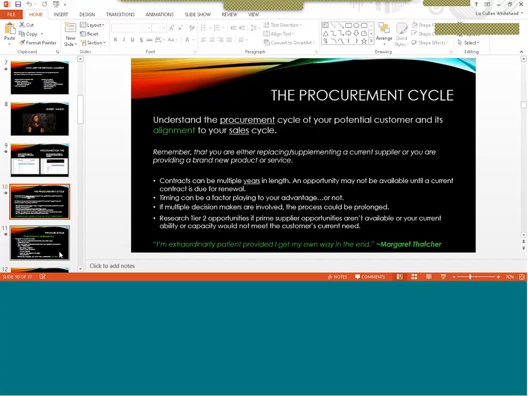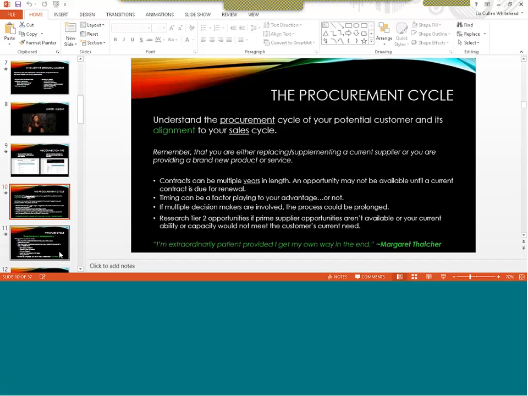Or they have a tier 1 supplier, meaning someone that sells directly to them, but they want some innovative or niche products that you can provide. So the contracts with those companies that exist could be multiple years in length, so the opportunity might not be immediately available. In some cases, the timing can be a factor playing to your advantage.